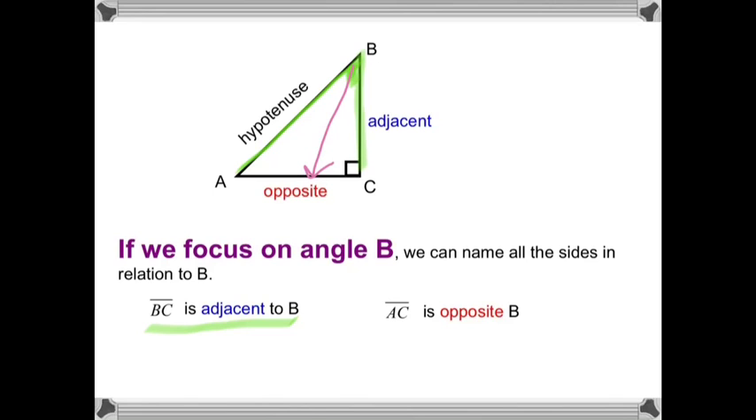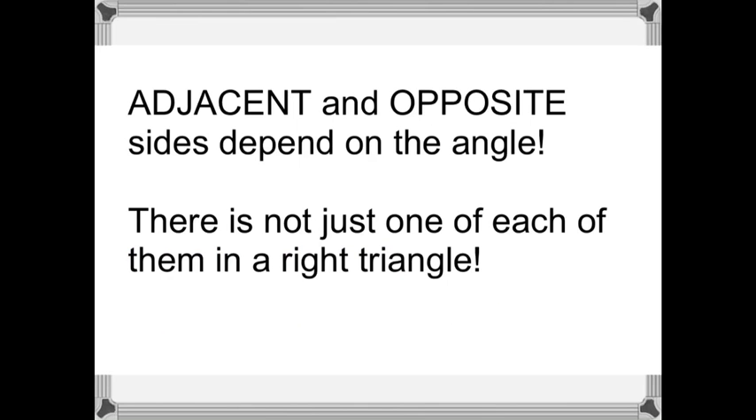And this is an important thing to understand, because opposite and adjacent are relative. When we say opposite and adjacent, it's going to depend on the angle that we're looking at. So we're always going to have to focus on what the angle is, and then we'll be able to find the opposite and adjacent. There's not just one of each in a right triangle. It just depends on the angle that we're looking at.